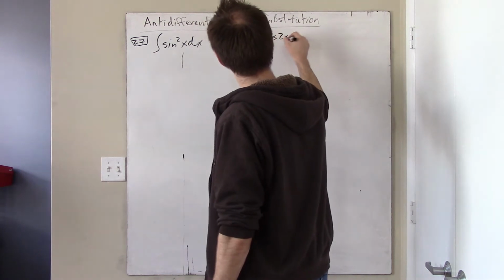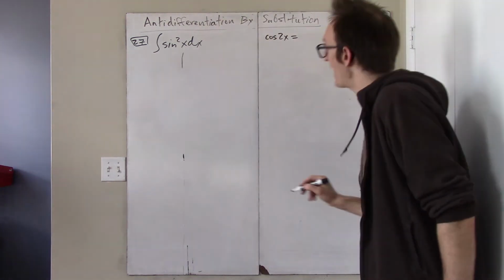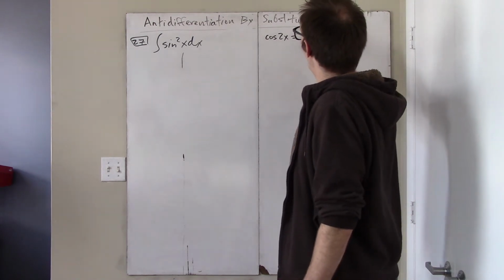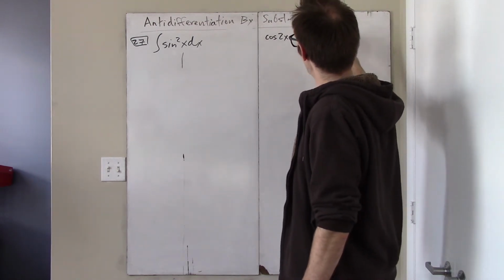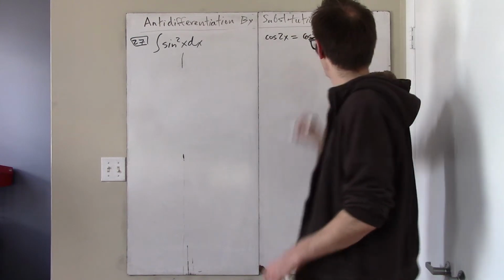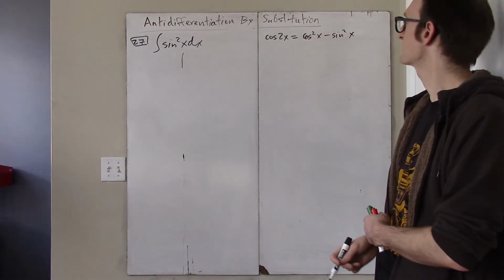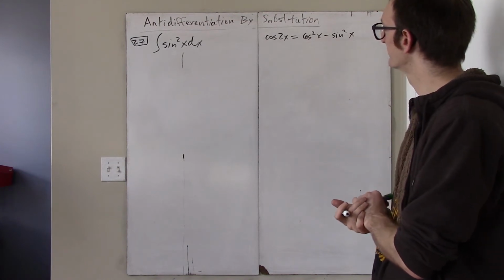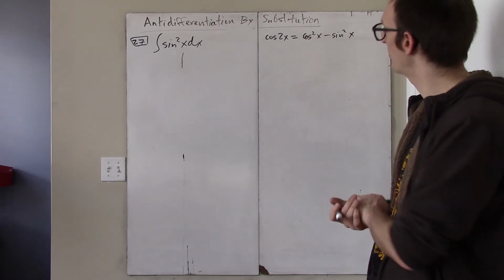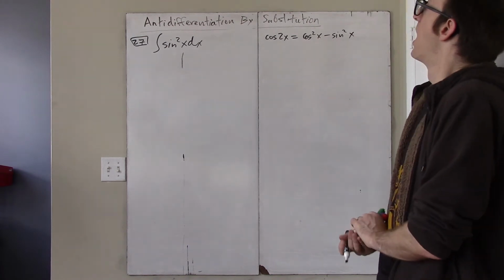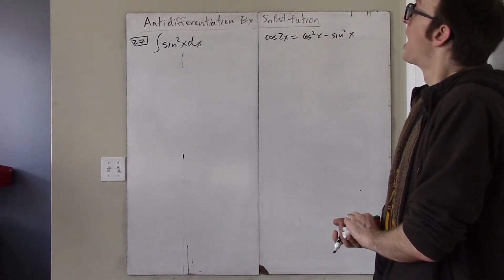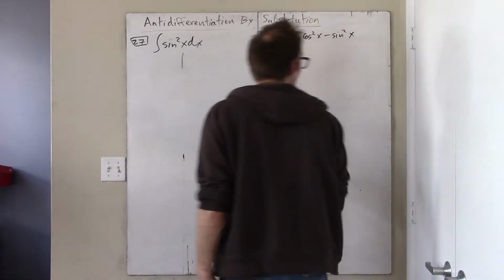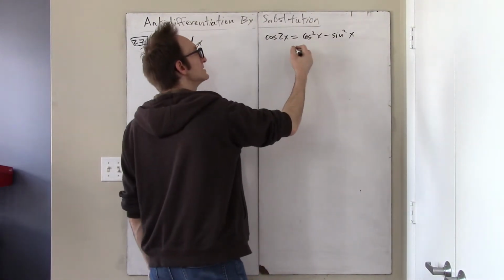So some sort of remedial pre-calc now. What is cosine 2x? Cosine 2x is cosine squared x minus sine squared x. I won't go back into why that's true. I will just assume you have that memorized. So this can be rewritten in two different ways.